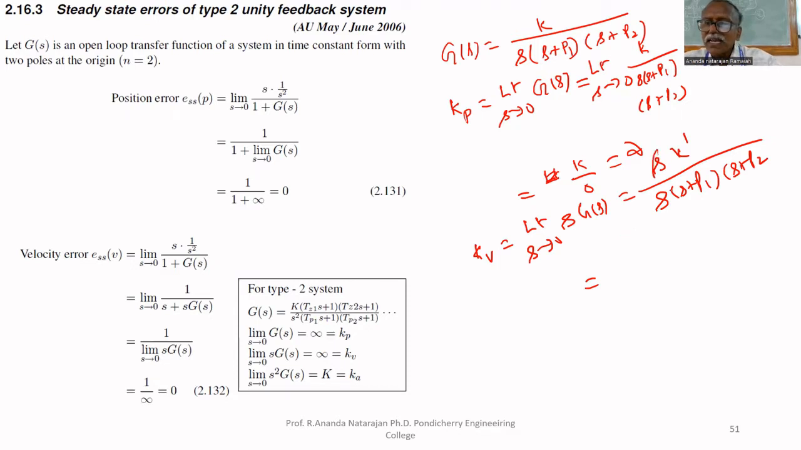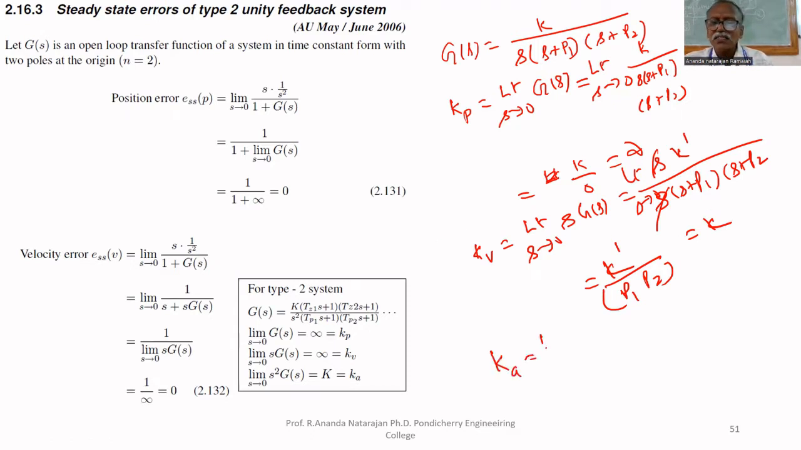In time constant form, the s gets cancelled, and as s tends to 0, if you put s equal to 0, you will get K only. K dash becomes K in time constant form. I wrote it in pole-zero form, that's why it is K dash upon p1 p2, which is equal to K. So the velocity error constant is K.